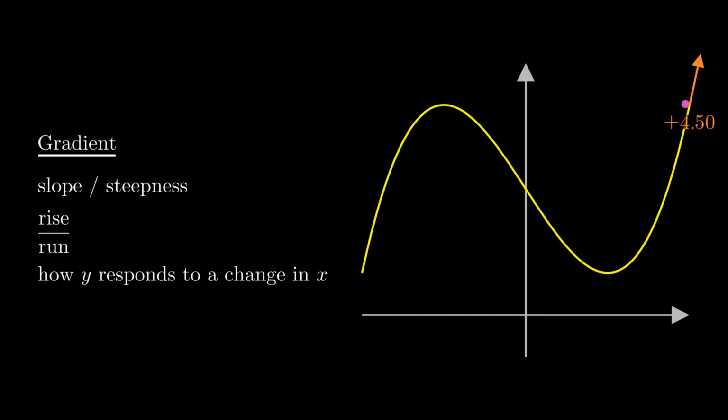So that's the main complication with the idea of slope or of steepness for a curve. It is always changing. And so for the first time ever, our gradient isn't just a number like 2 or 3 or -6 or something.